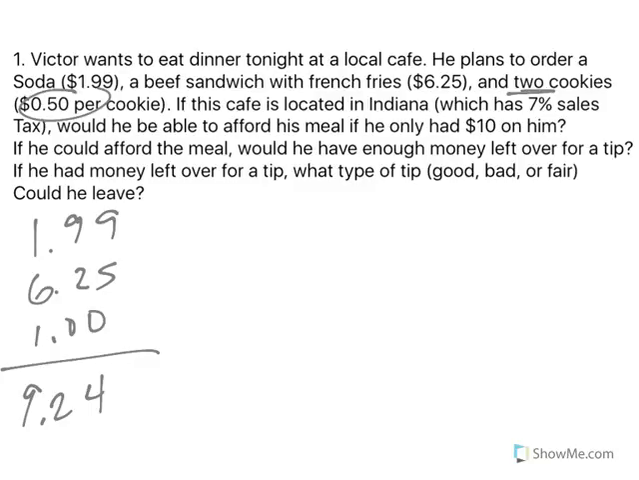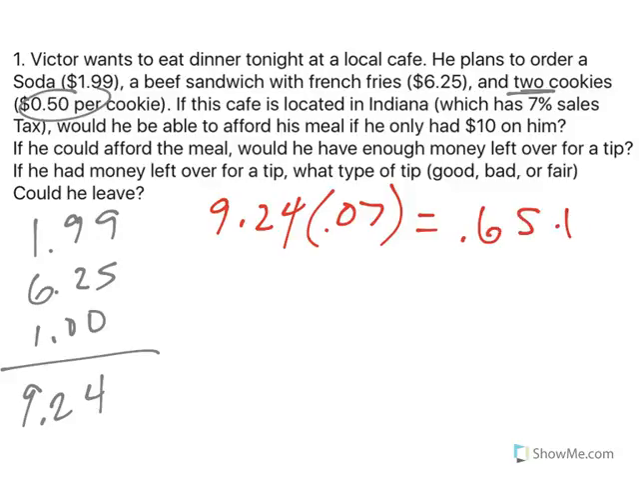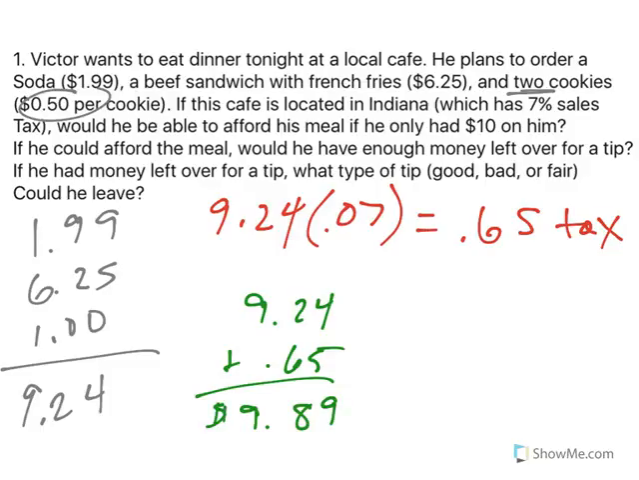Now, next sentence, 7% sales tax. Well, just think about sales tax. If my bill is $9.24, I'm going to multiply that by 7%. That's going to give me the amount of tax, which is 65 cents. So he's paying 65 cents in tax. So his total plus his tax gives him a bill of $9.89. Can he afford it if he only has a $10 bill on him? Well, yes, he can.